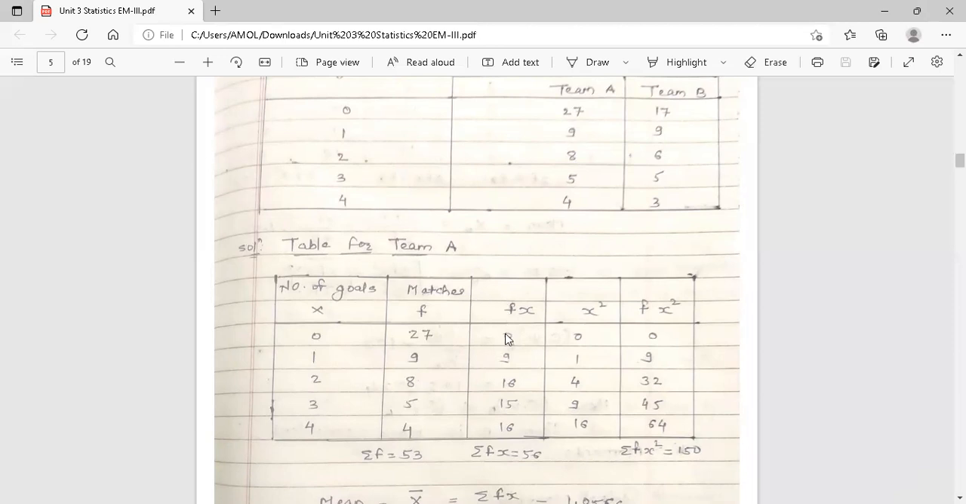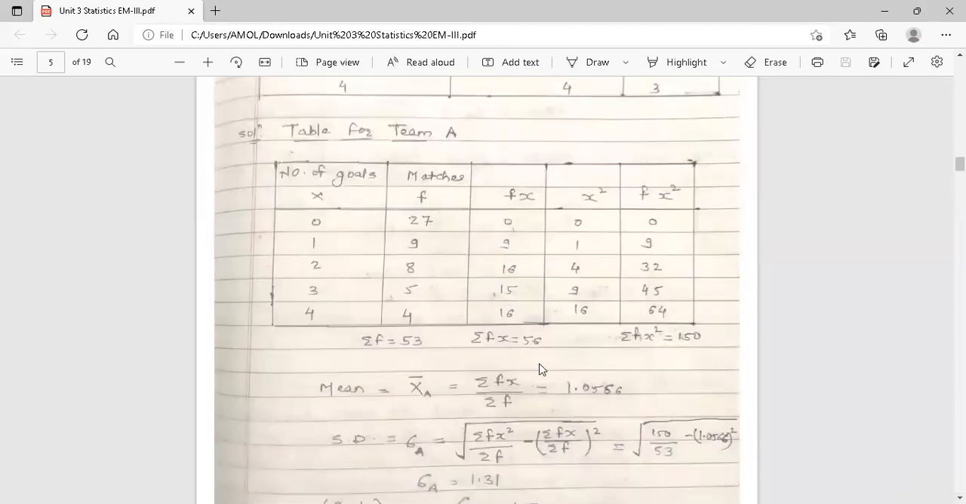Third column, f into x. We require this fx term to find the arithmetic mean. Then next term x square, and the last column f into x square. So we require this f into x square term to calculate the standard deviation. Okay. So you do the addition of all the terms, means you find summation f, summation fx, summation fx square.